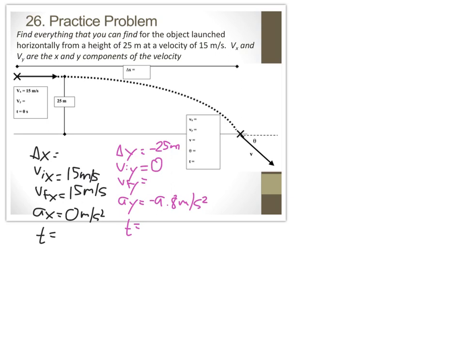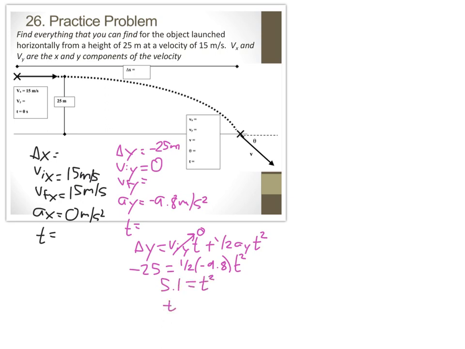I'm going to start with my y side here and find both the time, which is missing, and the final velocity in the y direction. Like I said, we want to find basically everything here, so I'm going to start with that. So when I sub in what I know, I have negative 25. That VIY term goes away because the initial velocity in the y is 0, equals 1/2 times negative 9.8 times t squared. And I end up getting that 5.1 equals t squared, so my time here is 2.26 seconds.